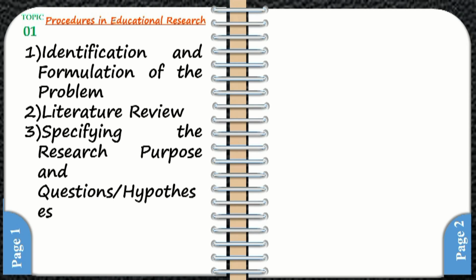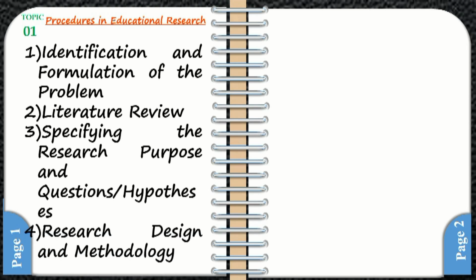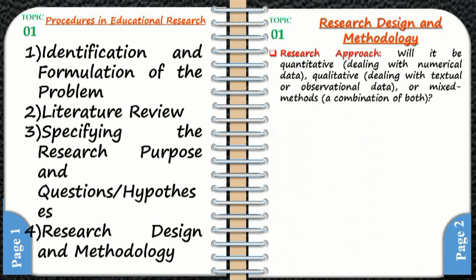Then, part 4 of the procedure in education research is the research design and methodology. Here we will take much of our time because as a researcher, you are supposed to understand this part. Research design and methodology is the blueprint for the entire study. The researcher makes the critical decision about the research approach. You ask yourself, will this research be quantitative, qualitative, or mixed, which mixes both quantitative and qualitative?